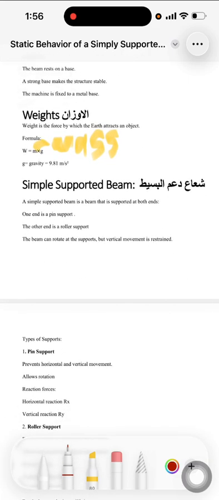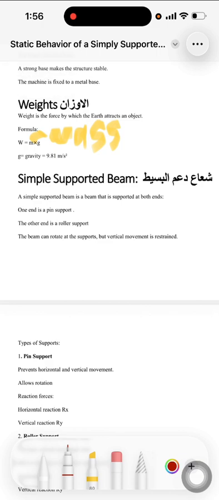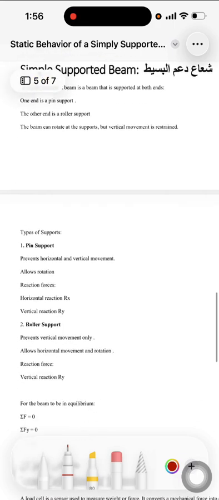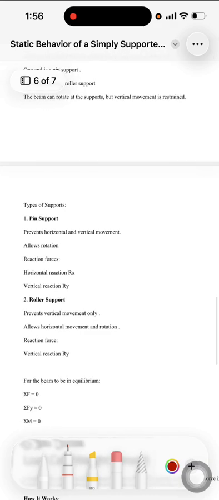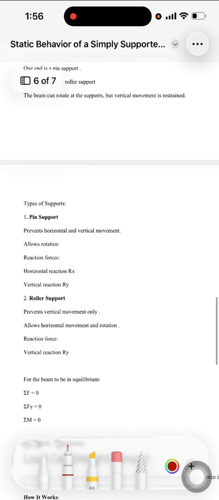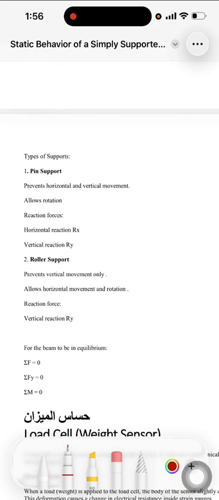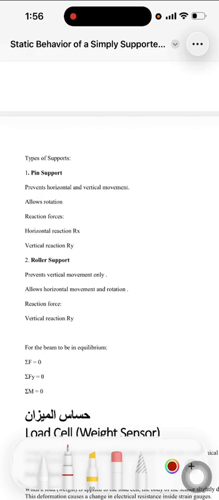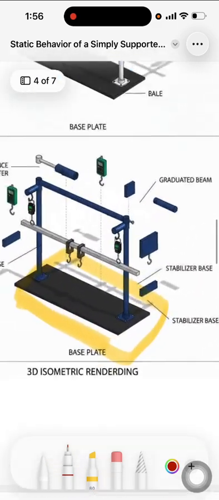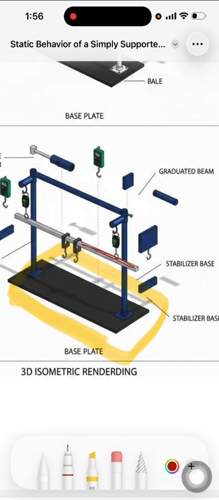Simply supported beam. A simply supported beam is a beam that is supported at both ends. One end is a pin support, the other end is a roller support. The beam can rotate at the supports, but vertical movement is restrained. Types of supports. We have the pin support, which prevents horizontal and vertical movements and allows rotation. The reaction forces are the horizontal reaction R_x and the vertical reaction R_y. In our project, you can see here the X and the Y.